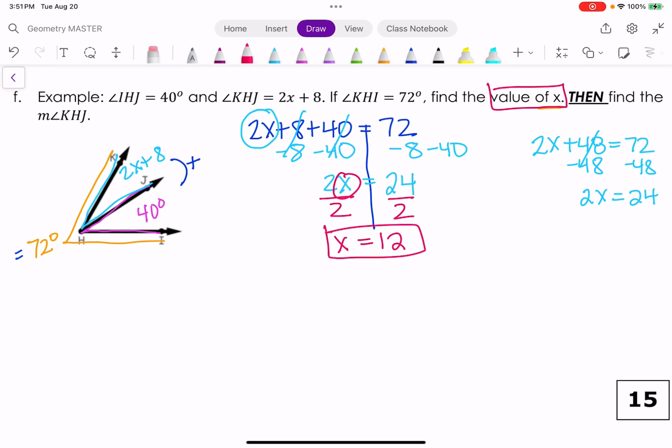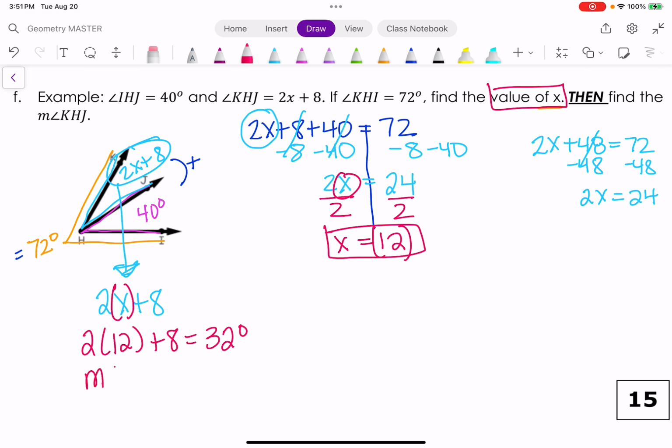But now I need to know the measure of angle KHJ, of my light blue angle, okay? And I know that the measure of it equals 2x plus 8. So 2x plus 8. What is my x value? My x value is 12. So I'm going to plug that 12 back in for my solution. And that is 32 degrees. So the measure of angle KHJ equals 32 degrees.